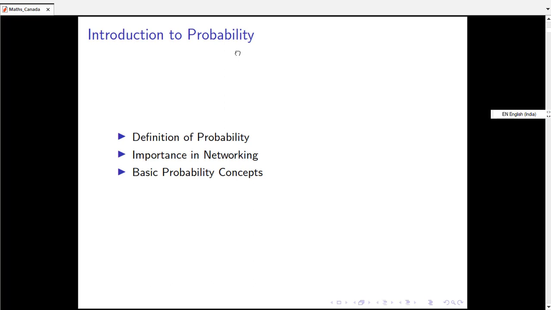We are going to start with the introduction concept. We will learn the definition of probability. Later on, we are going to go through the importance of probability in networking, in the field of mathematics as well as electronics and communication. Later on, we will see the basic probability concepts.